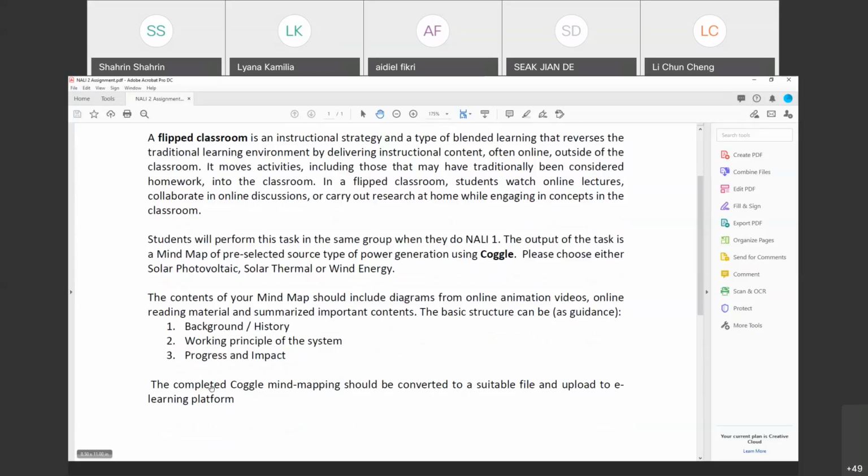The Google mind map can be converted into several types of files. Okay, but I am not familiar with whether it can be converted into video. I don't know, but it can be converted into PDF. So I think you just convert it into a suitable file that suits you and upload it to the e-learning platform. Same with the other assignment. I will create a new submission link in week 15 so that you can submit both assignments.